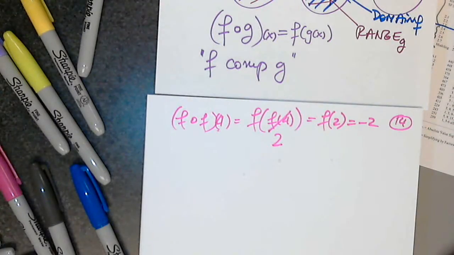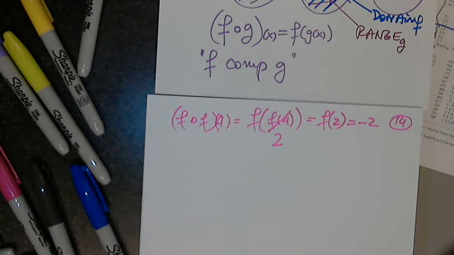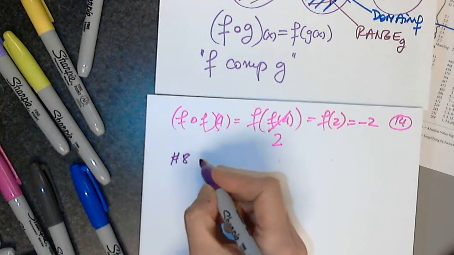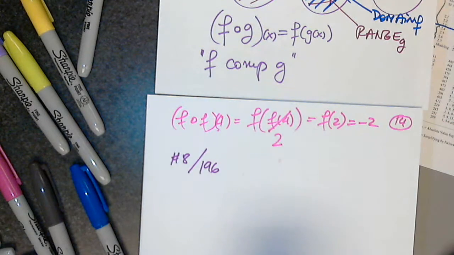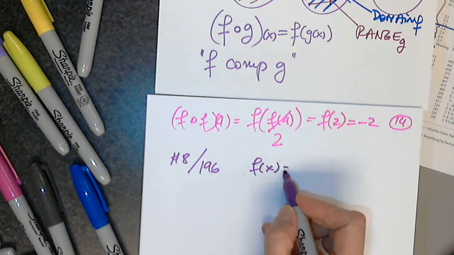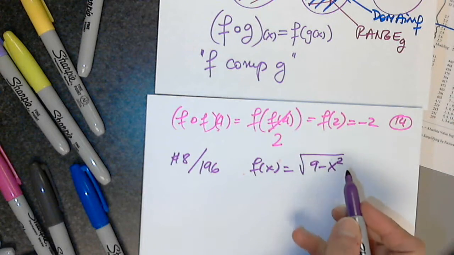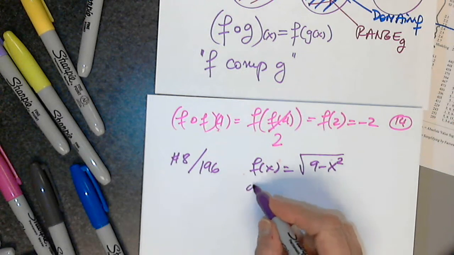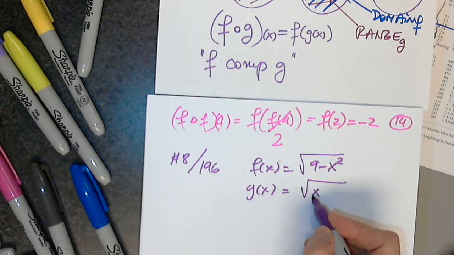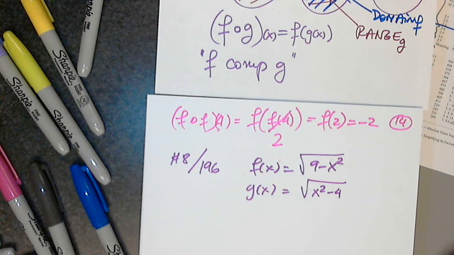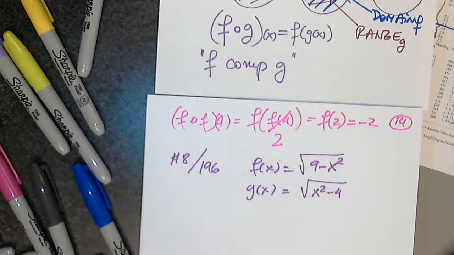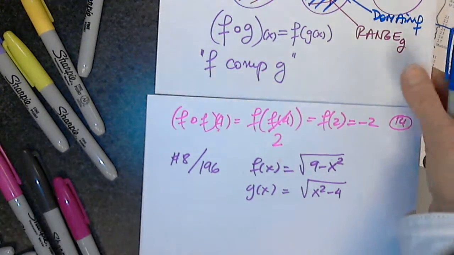Let's look at two functions now and determine the function composition and the algebra of functions. So let's say number 8 on 196. So we have f of x equals the square root of 9 minus x squared, and g of x is the square root of x squared minus 4. We're asked to find the sum, difference, product, and so on. Let's choose one, but I want to find the common domain first, because I don't even know whether they exist.